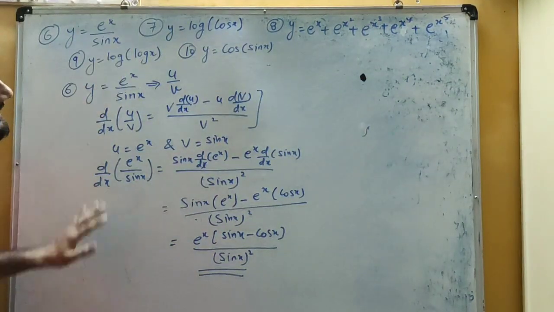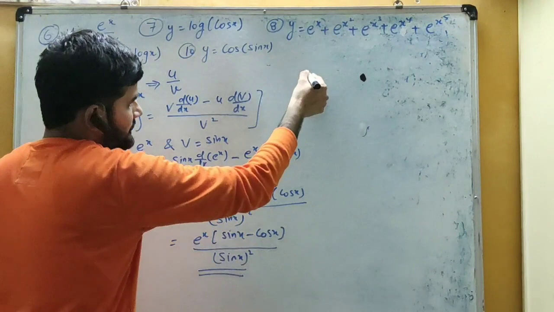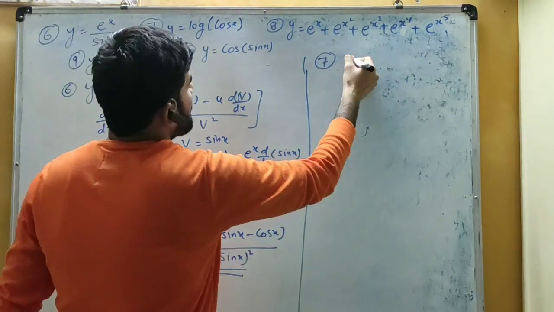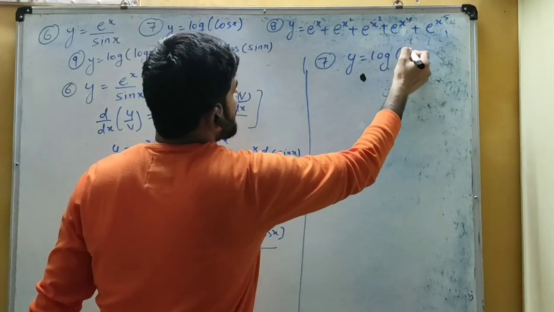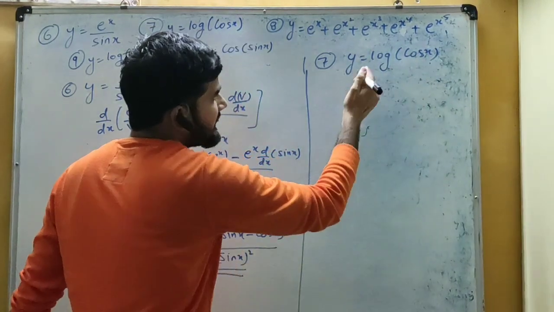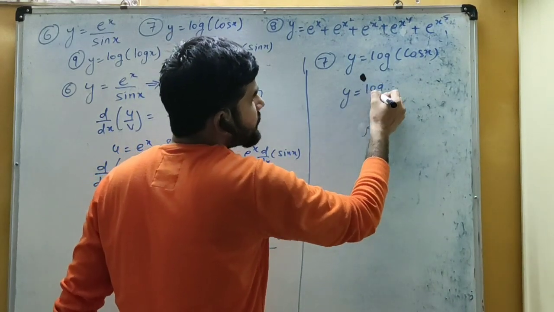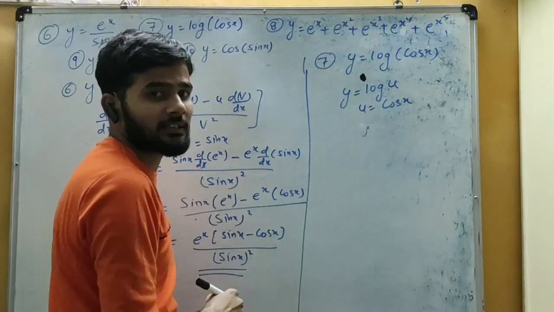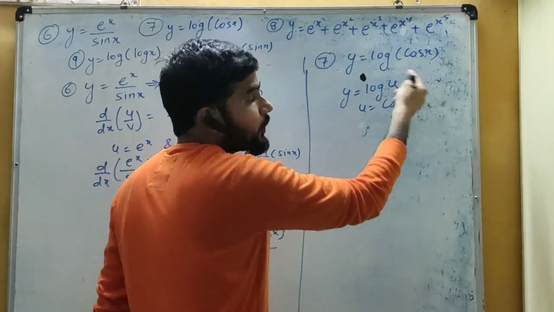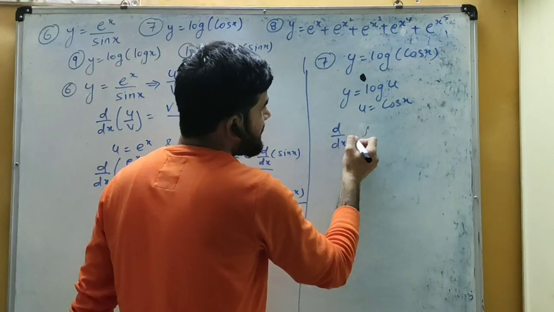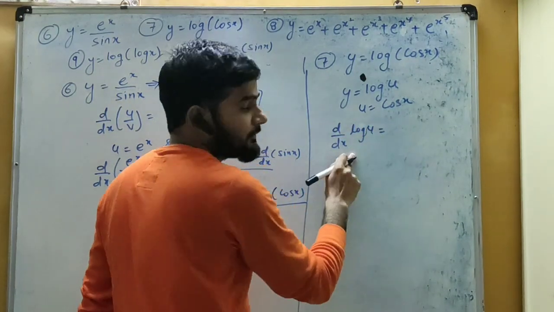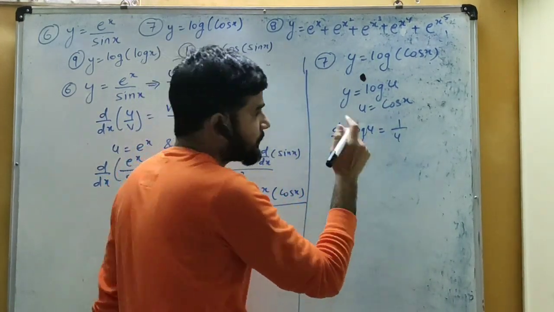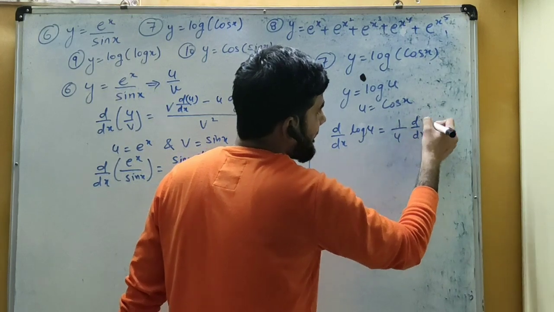Now next let us solve question number 7. Here we have y equals log of cos x. We can say this function is in the form of y equals log of u, where u equals cos x. Now how to solve this function when we have log of u? We can write the formula: d by dx of log u equals 1 by u, and then we have to differentiate u again, that is d by dx of u.